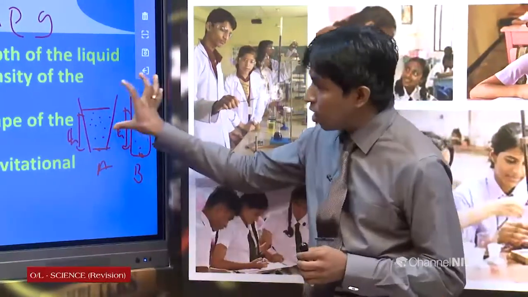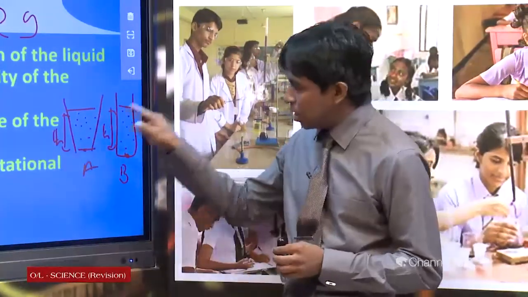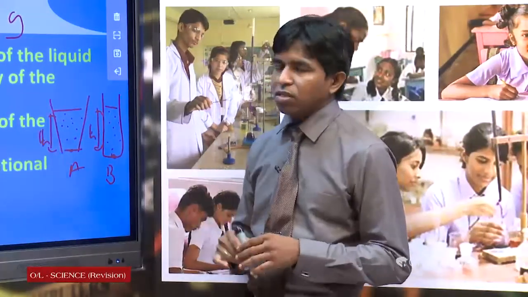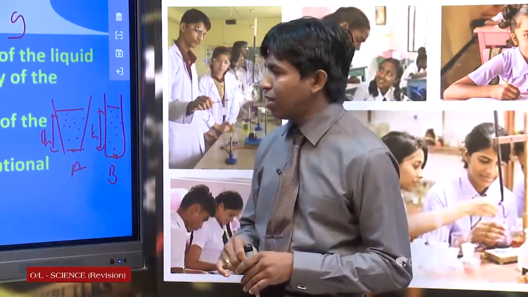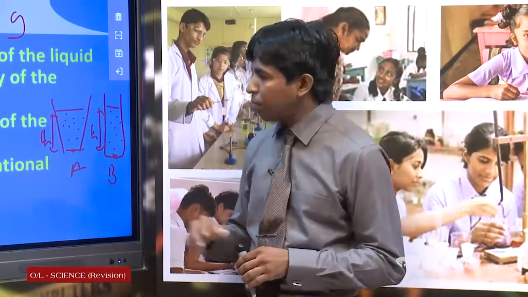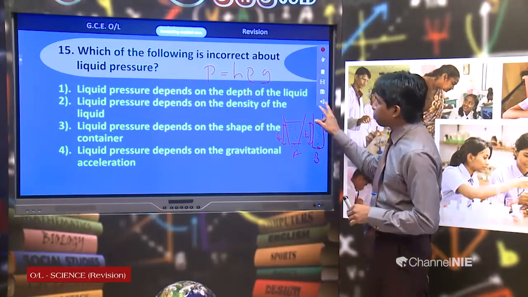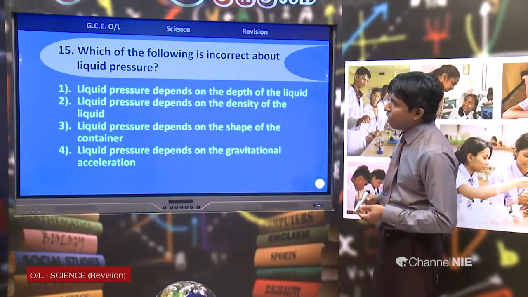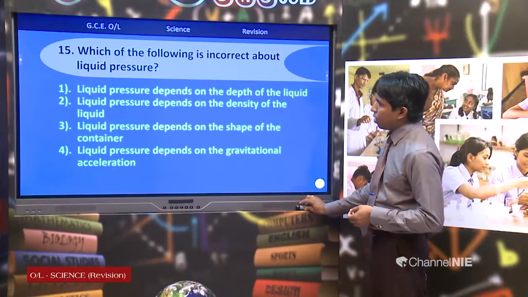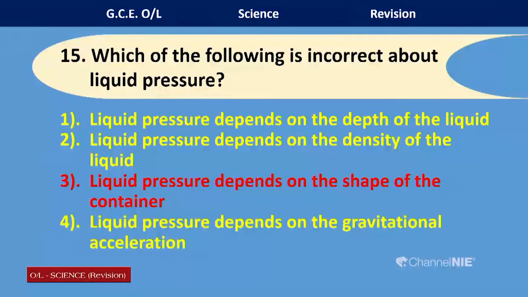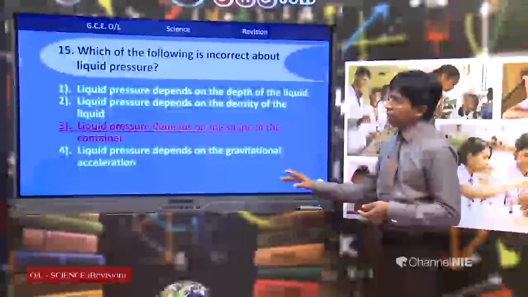It depends on the vertical height of the liquid, density of the liquid and gravitational acceleration. But anyway, g is constant on the earth, therefore, basically it depends on the depth of the liquid and density of the liquid. So, the answer for question number 15, incorrect statement, answer is third. Liquid pressure depends on the shape of the container, that is the incorrect one. So, all the other 3 are correct. Let us move on to question number 16.